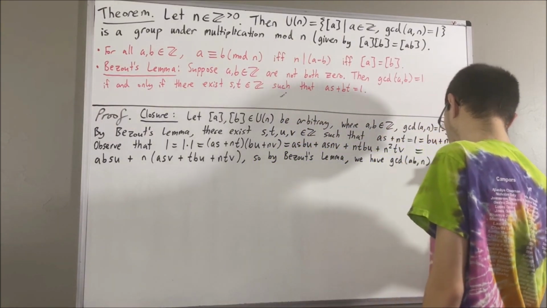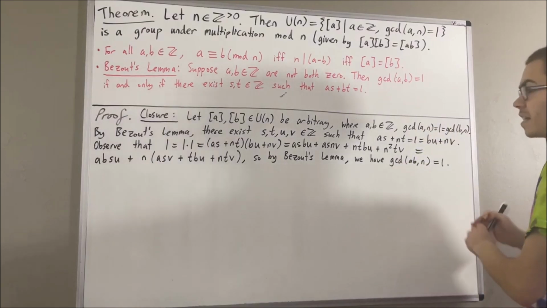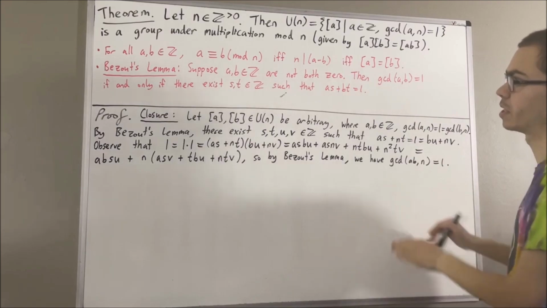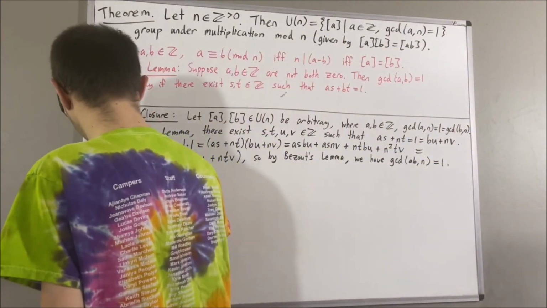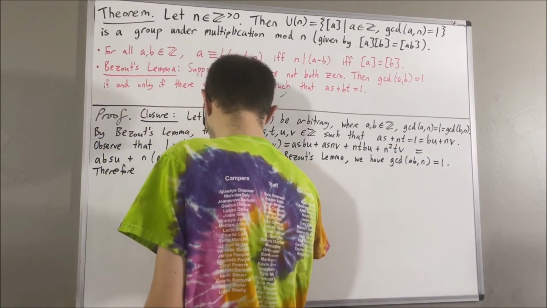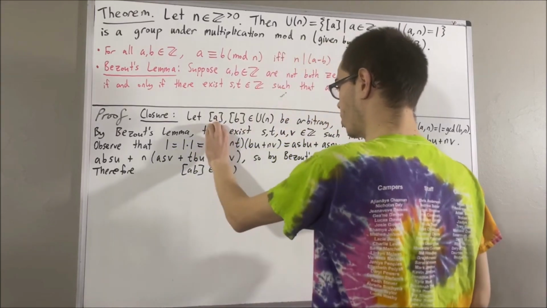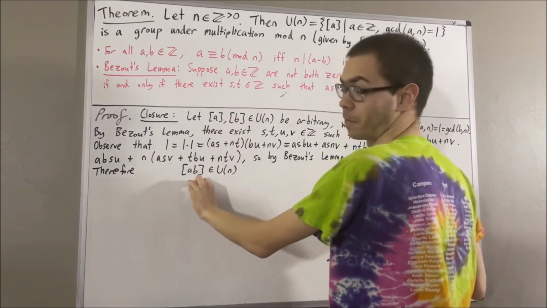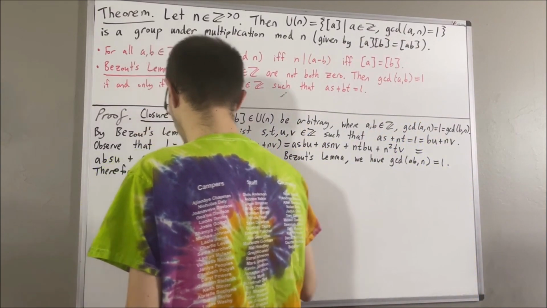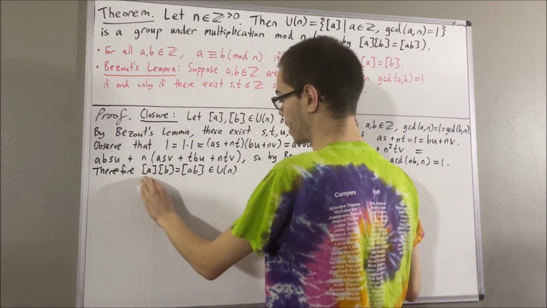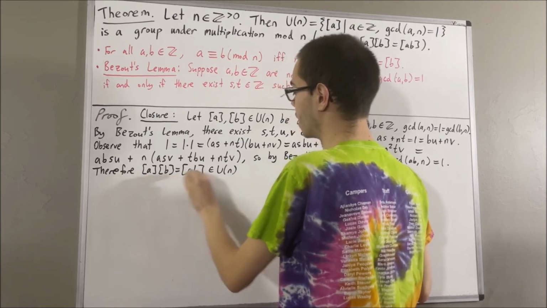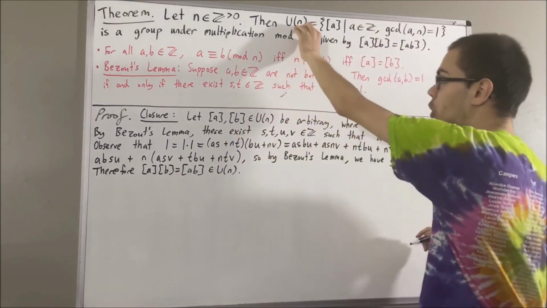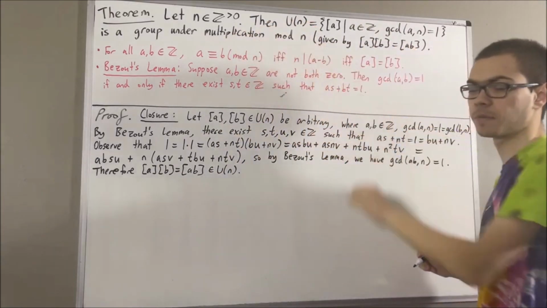And this tells us that the equivalence class of ab satisfies the requirement to be an element of U(n). And we know that if we multiply the equivalence class of a and the equivalence class of b together, the result will be the equivalence class of ab. And therefore, the equivalence class of a times the equivalence class of b is an element of U(n). So this shows that U(n) is closed under this operation.